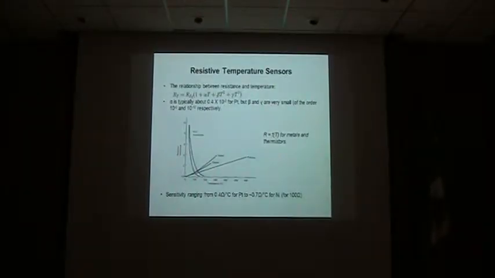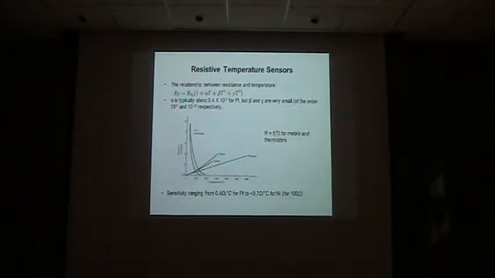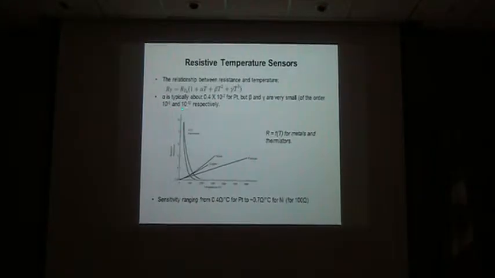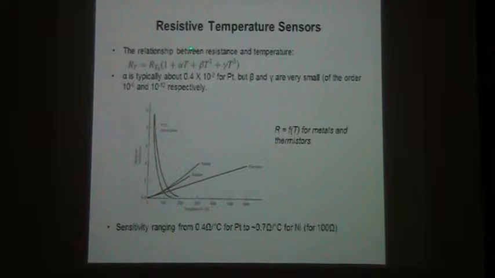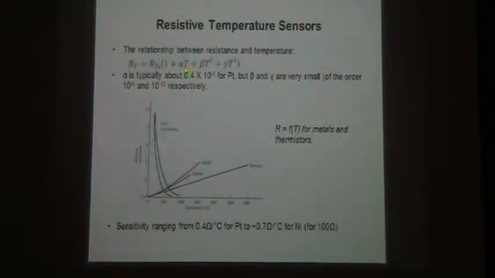The relationship between resistance and temperature is non-linear, but the beta and gamma coefficients are very small. They are of the order of 10 to the minus 6, 10 to the minus 12. So practically, linearity is not so bad. Now, sensitivity is relatively small because we have a sensitivity of 0.4 ohm per degree centigrade for platinum, 0.7 per degree centigrade for nickel, for 100 ohms.